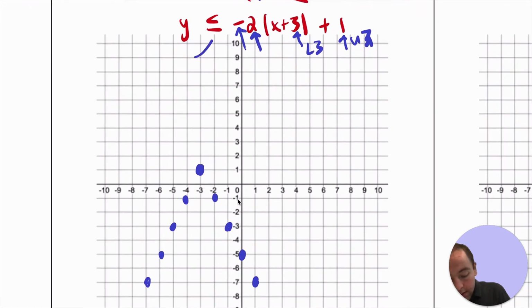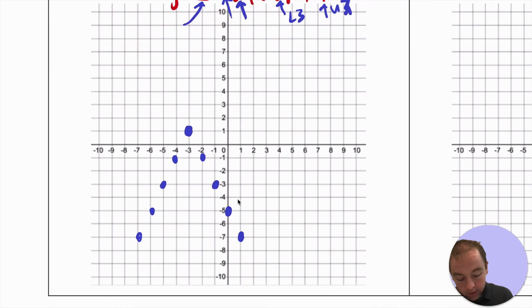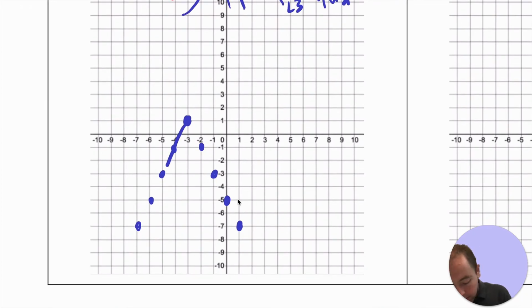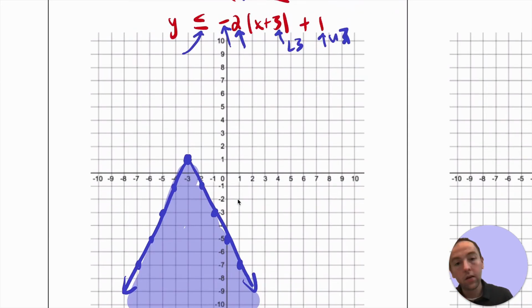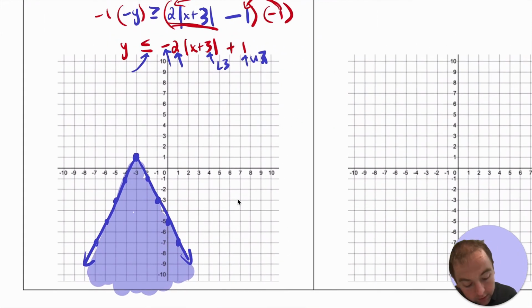You'll notice then that the y values can be equal to, but then also be lower. So because of the equal to, I can make the line here solid because we can include these ordered pairs, but then we can also shade inside of the V, because inside of the V will correspond to the fact that the y values will be below the graph in this particular scenario.